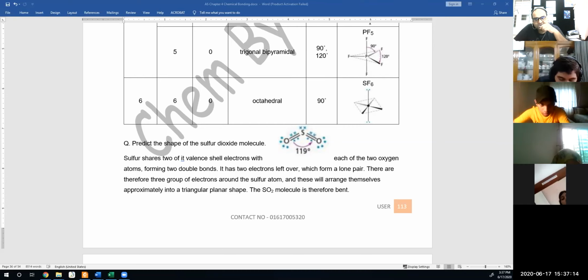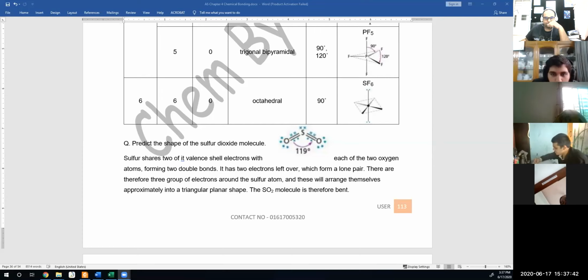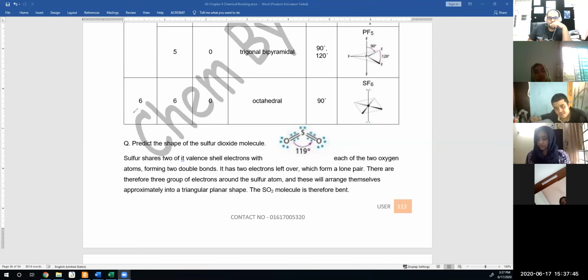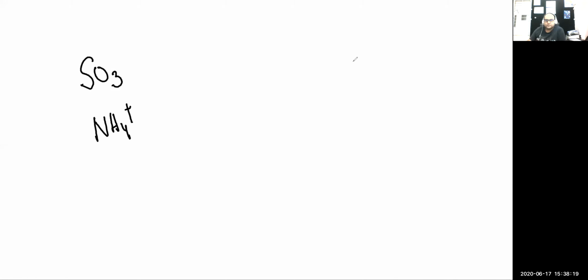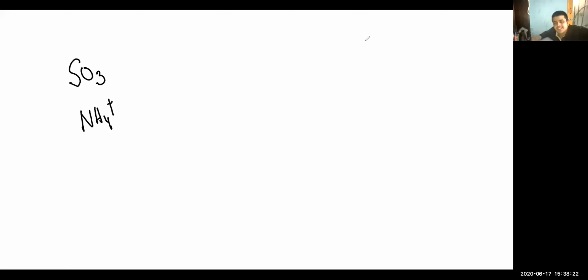Your task is to find out the bond angle and shape of SO3. Triangular planar, 120 degrees. Find SO3, and NH4 plus. You have to look at the valence electrons in the periodic table. Find the shape and angle of SO3 and NH4 plus.